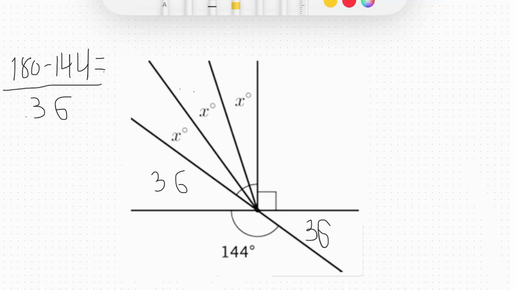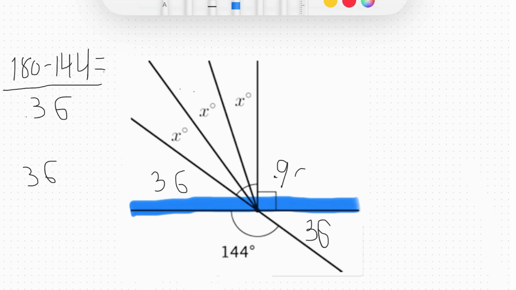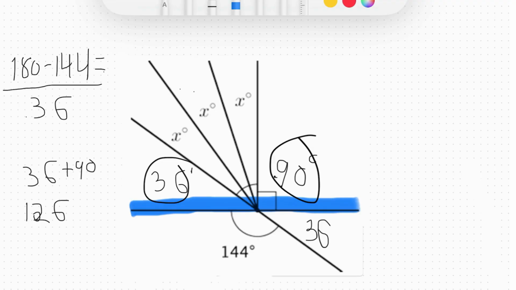And now we can really get to working on the true problem, which is finding X. So to find X, we can use this upper supplementary angle because we already have 2 of the digits. We have 36, and remember this right angle from earlier? How much is a right angle? 90 degrees. So we have 36 degrees and 90 degrees. So if we add those 2 up, we get 126. So now we have these 2 angles added together.